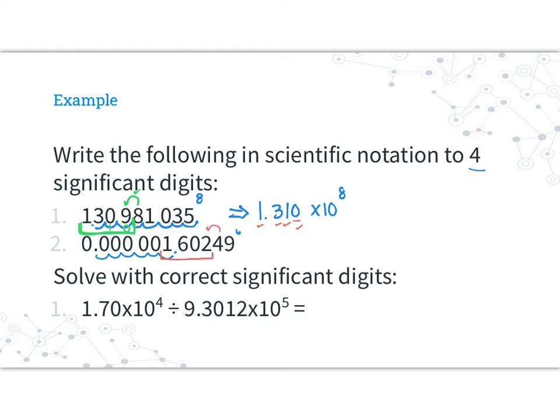So do I need to round up here? No, I do not. I get to keep this as 1.602 times 10 to the, now because we had to move our decimal to the right, this is a negative 6.